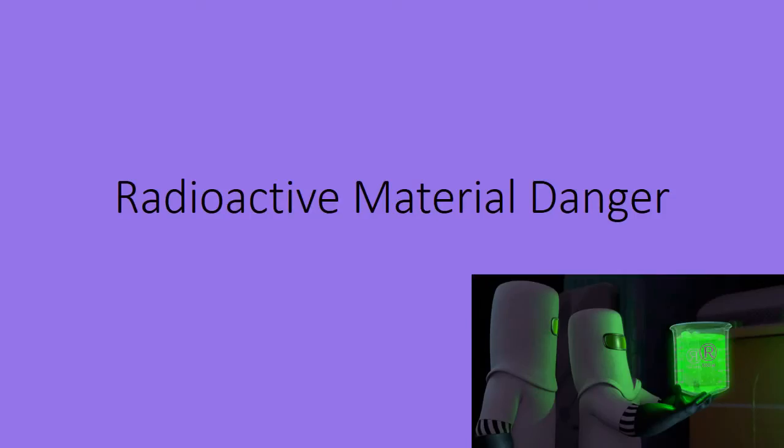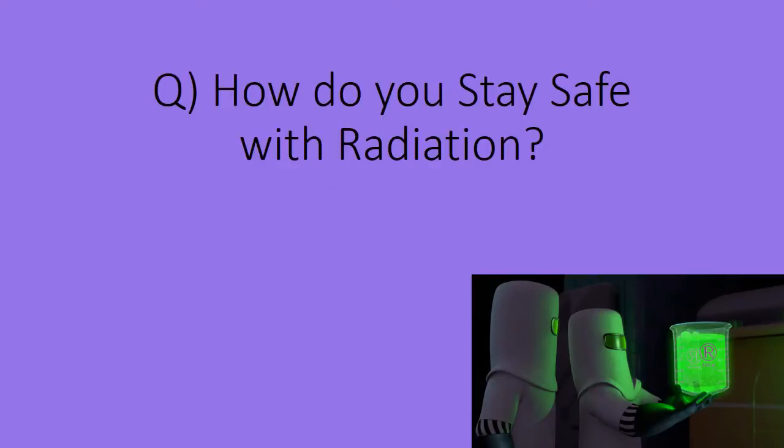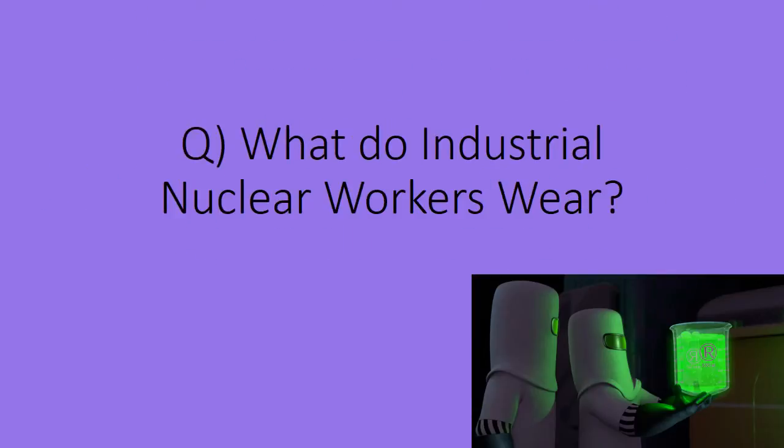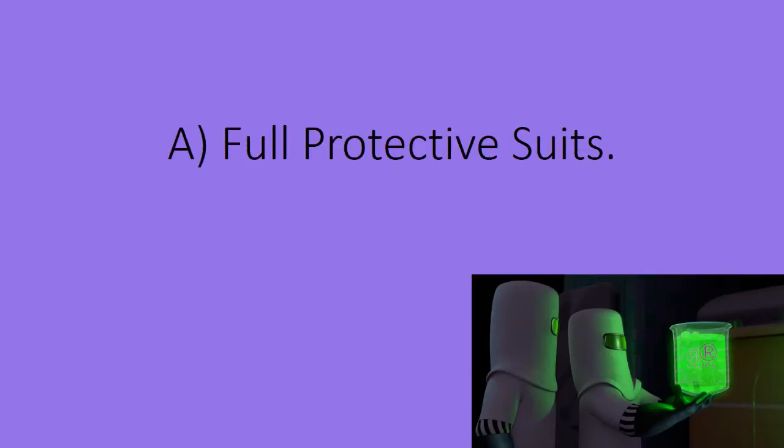Radioactive material danger. How do you stay safe with radiation? Keep in labeled lead box. Put away ASAP to decrease exposure time. No skin contact. Use tongs to carry. Avoid looking at it. What do industrial nuclear workers wear? Full protective suits.